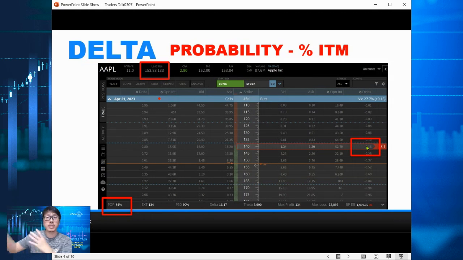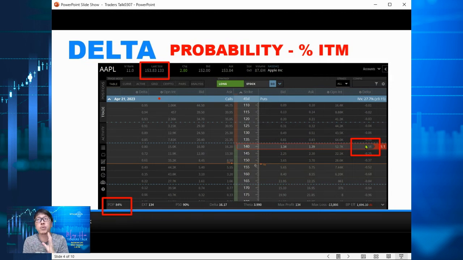If you're selling a put, you would not want the price to drop to 140. You have a 16% chance of it dropping to 140. Then on the opposite side, what is the probability of it not dropping to 140? It's the opposite, 1 minus 16, which is 84%. With this, you can determine what kind of probability you want to have when you sell a put on Apple.